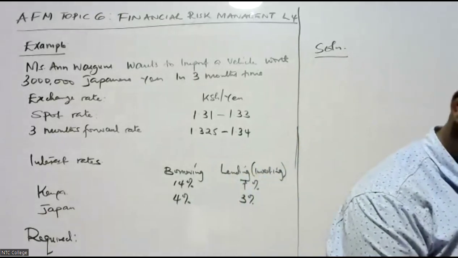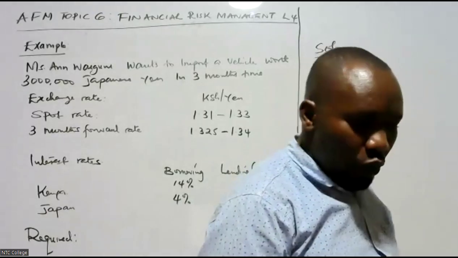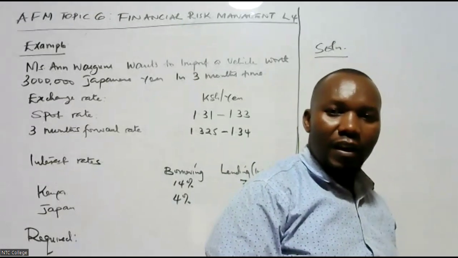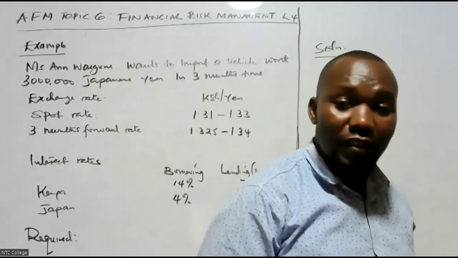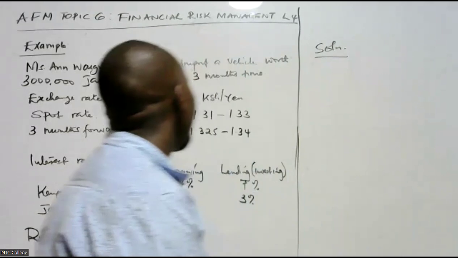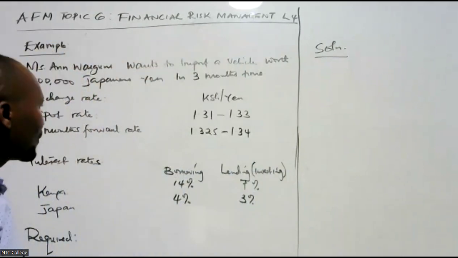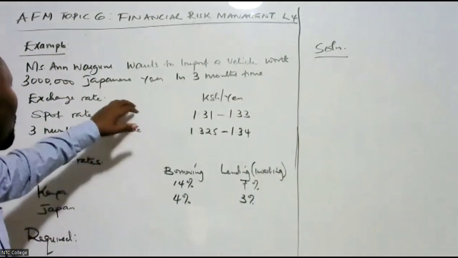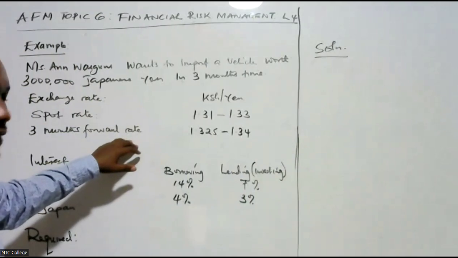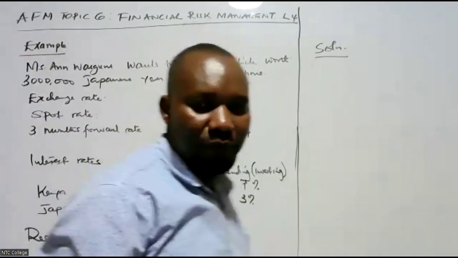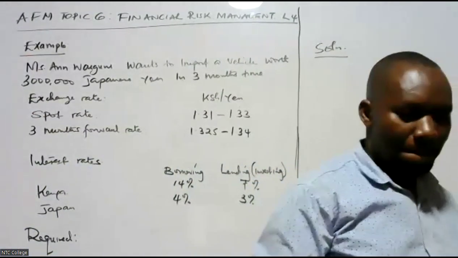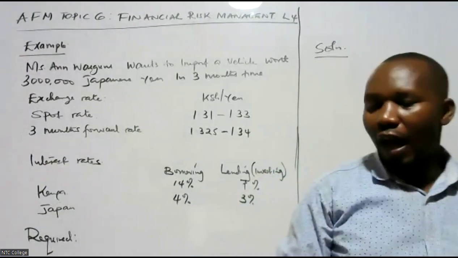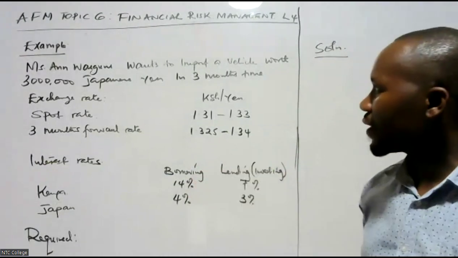The first thing you need to ask yourself: what is the exchange rate? What is the nature of the exchange rate? Which kind of exchange rate are you having? In the forward market, we use the spot rate or the 3 months forward rate. In the forward market, which one are we using? Are we using the future rate or the spot rate?